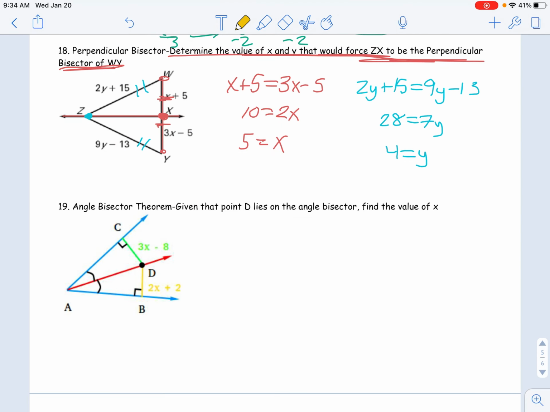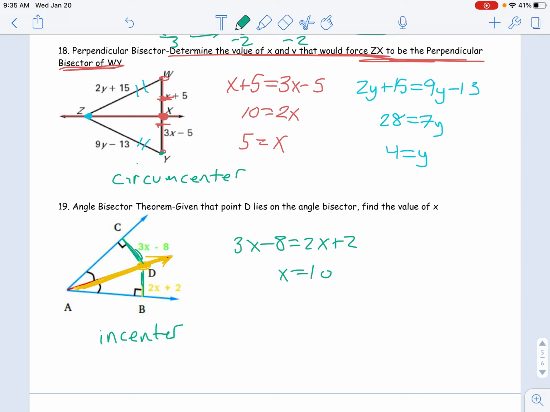This one's an angle bisector. So remember, we have an angle bisector right here. Point D lies on the angle bisector. Thus, we have the theorem where D is equidistant to the sides. This is the setup for incenter stuff, while the perpendicular bisector is the setup for circumcenter stuff. But nonetheless, we have 3x minus 8 equals 2x plus 2, x equals 10.